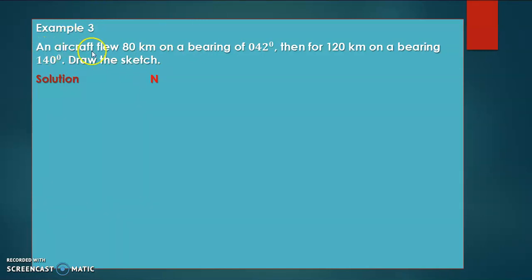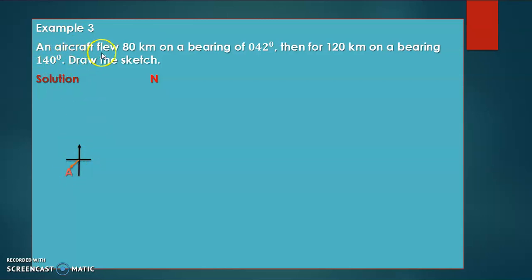Example 3. An aircraft flies 80 km on a bearing of 042 degrees, then for 120 km on a bearing of 140 degrees. Draw the sketch. Solution. Let's locate our point A. First of all, we'll draw our cardinal points. So this is our point A. Now go back to the question.